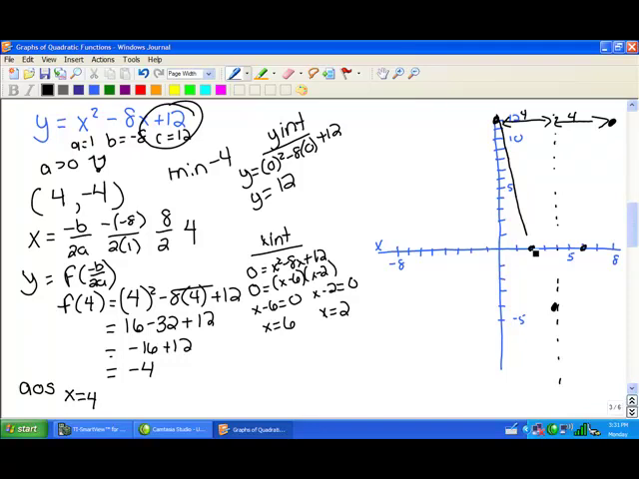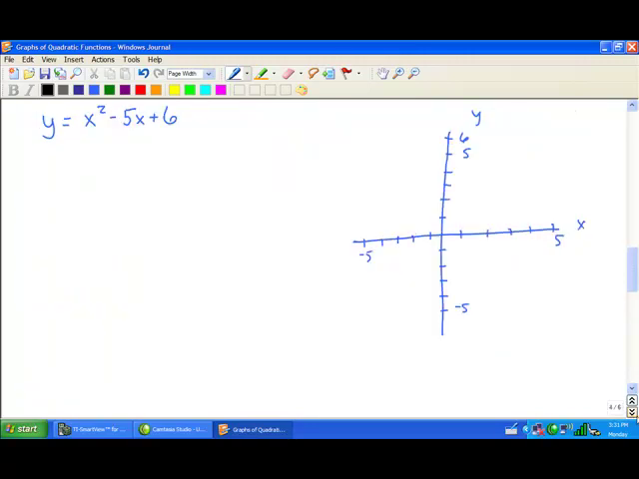Now with these 5 points, we can connect and make the parabola with a smooth curve, arrows on both ends, and we have the parabola for our equation. Let's look at one more example.